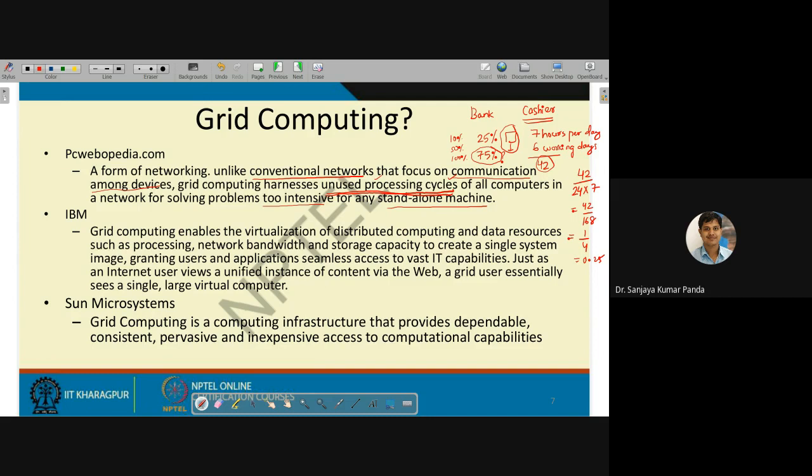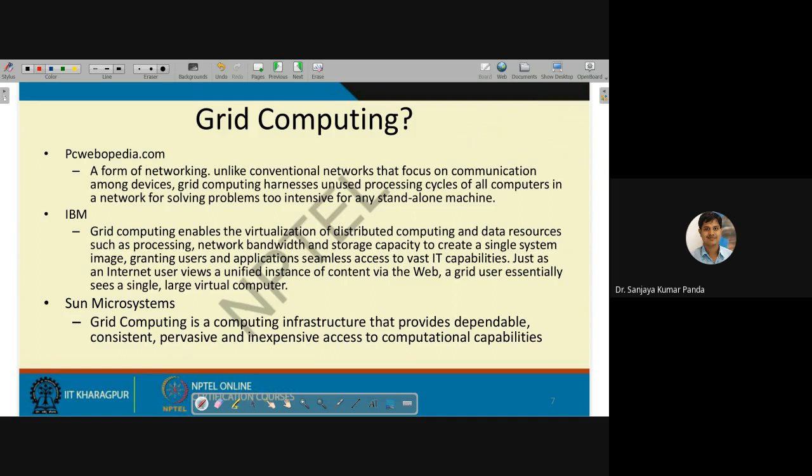And where are we going to use this unused processing cycle? We use it in order to solve big problems, like goal-oriented problems, complex problems, or scientific engineering type of problems. Such a problem is not possible to be done by a single machine, right? If I execute that type of project on a single machine, it is incapable of doing that work, right? So this is the definition provided by wikipedia.com, right? Let us come to the second definition provided by IBM.